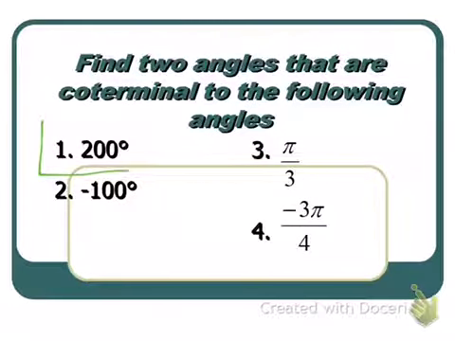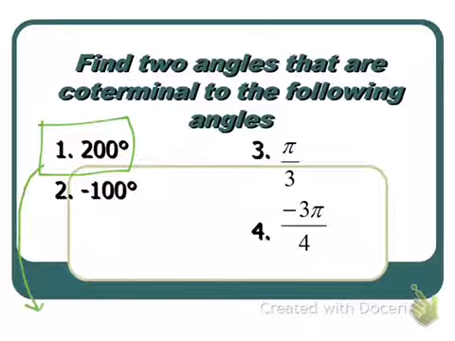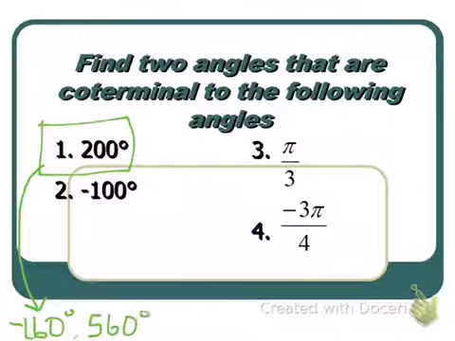What would two angles be that are coterminal with 200 degrees? Negative 160, we get that by subtracting 360. And what would another one be? 560, we get that by adding 360 to 200. Right?